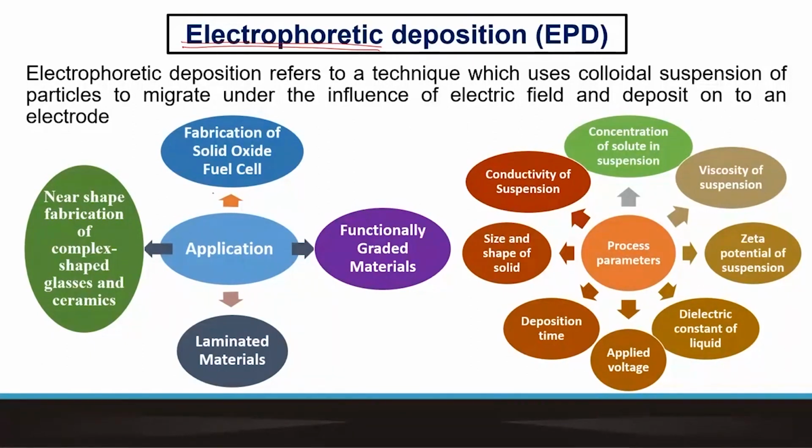The typical applications could be, for example, to create functionally graded materials, to give, let's say, a combination of wear and corrosion resistance or conductivity and wear resistance and so on. It has applications in laminated materials, maybe polymeric, maybe non-metallic. Also, the most important thing is that there are very many applications related to near-shape fabrication of complex shaped glasses and ceramics as foils, also as complex shapes.